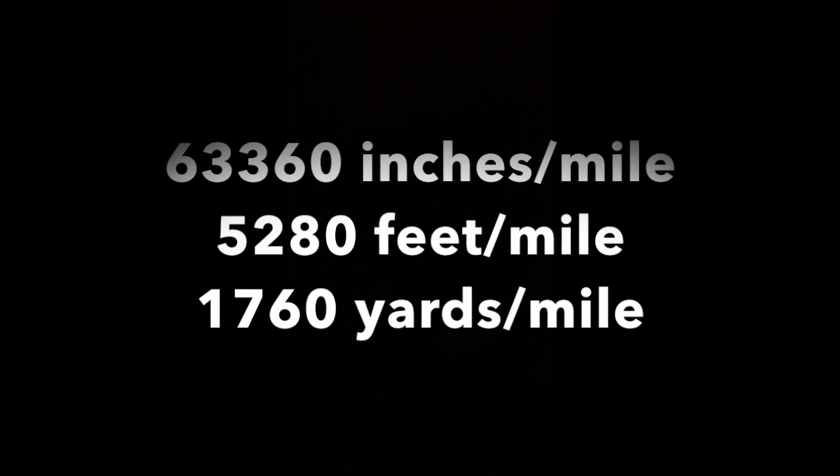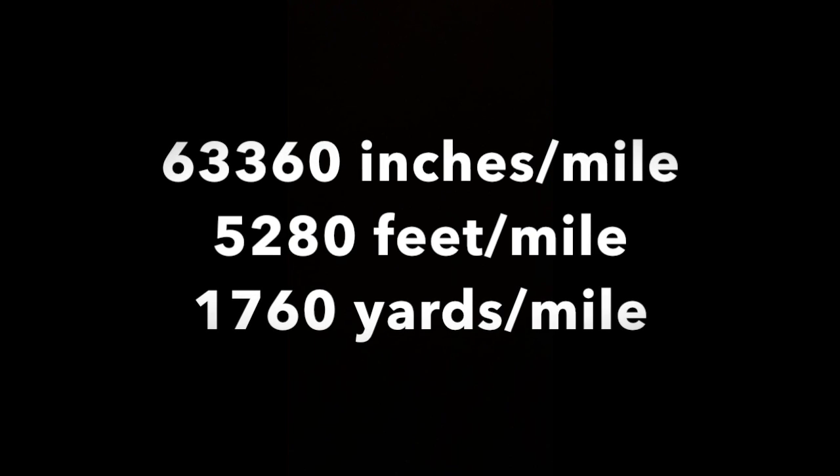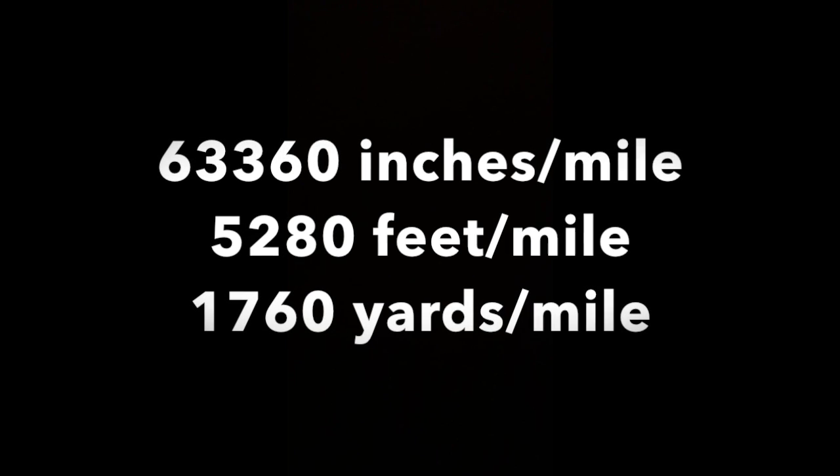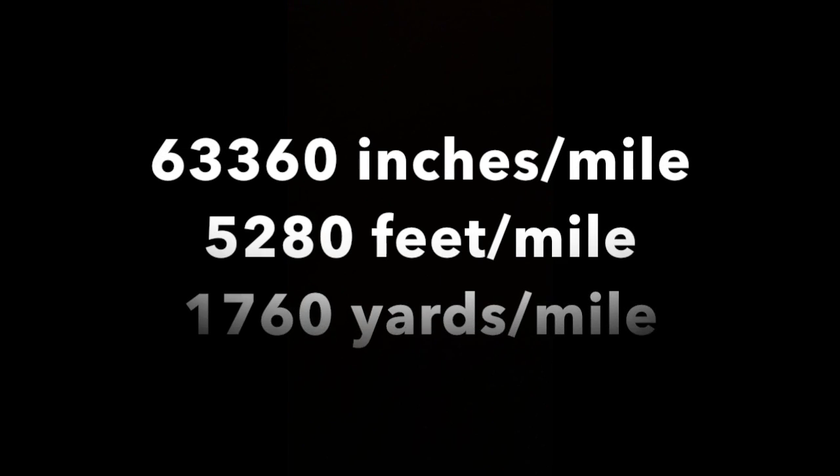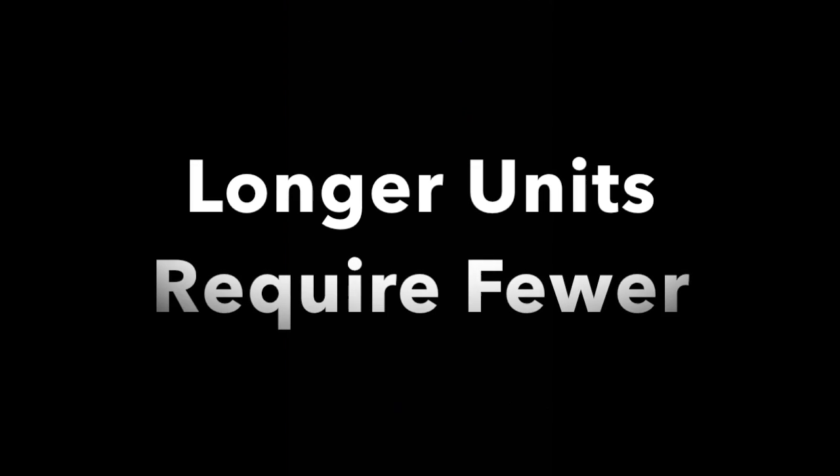This is analogous to different units of measurement. For example, over 63,000 inches make up 1 mile. However, 5,280 feet make up 1 mile, and 1,760 yards make up 1 mile. So the shorter units of distance, like inches and feet, require a higher number to reach the end goal, 1 mile. The longer units of distance, like yards and miles, require a lower number to reach the end goal, 1 mile.